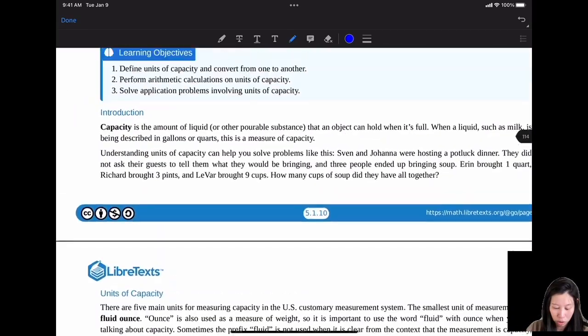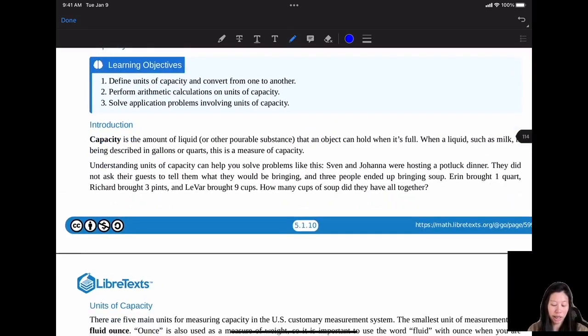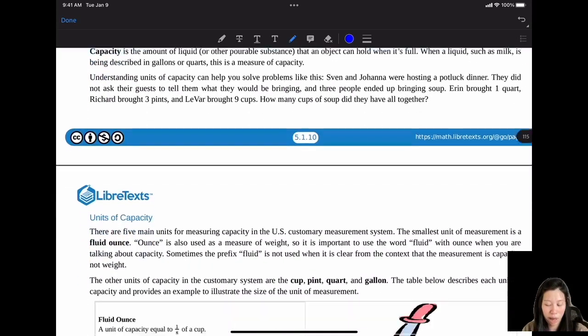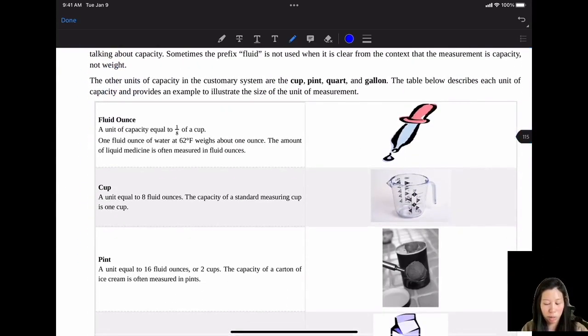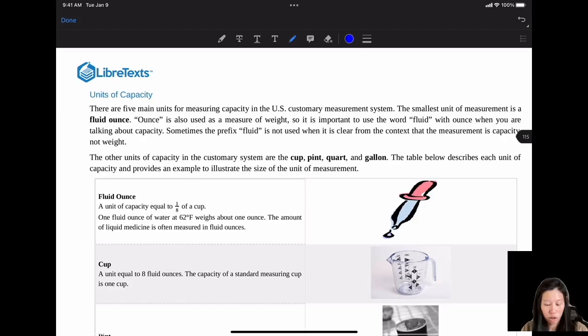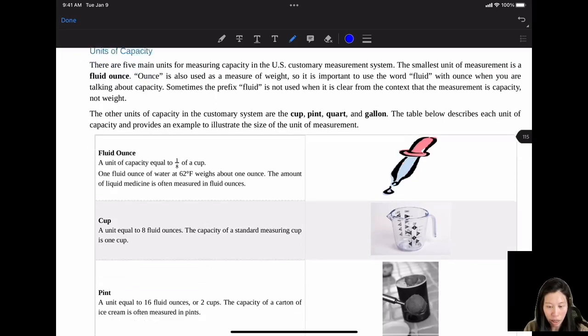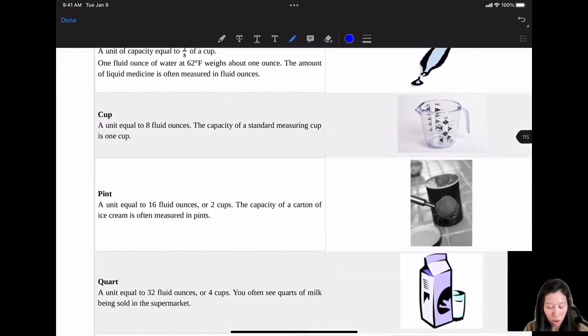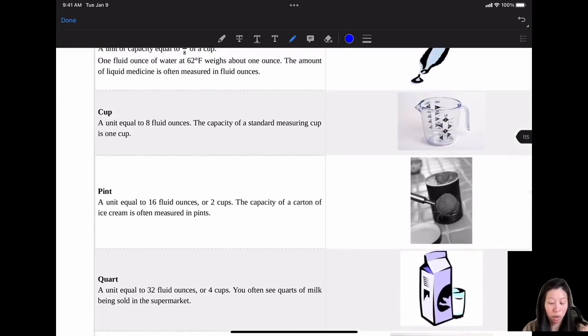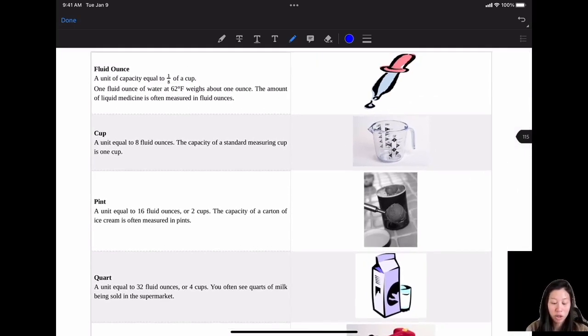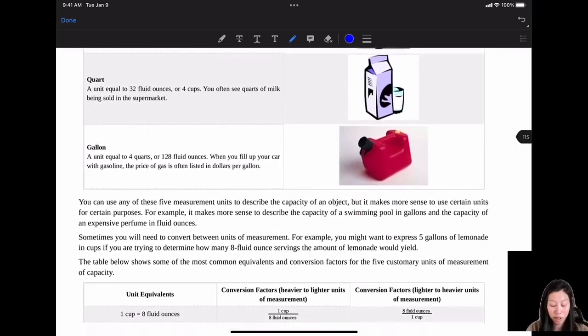Okay, so this one we're good. So now the last part is the unit of capacity. So what is capacity? There are 5 units of measurement. They are fluid ounces, cup, pint, quart, and gallon. Of course, ordered from the smallest unit to the largest unit. So now you want to know, hey, what's the conversion factor?